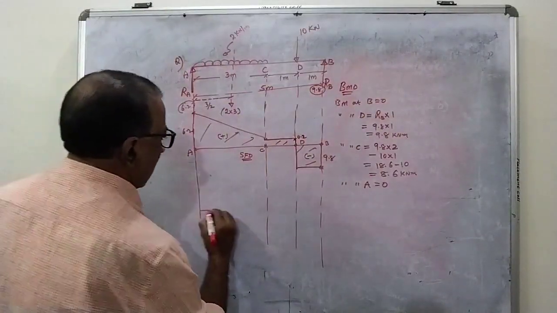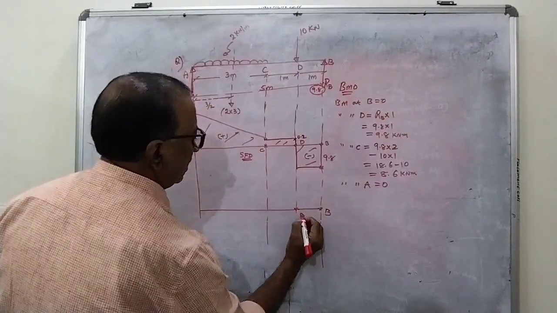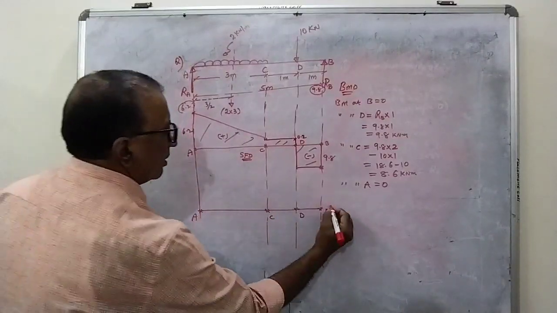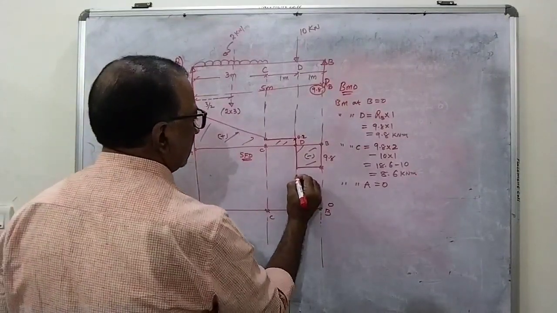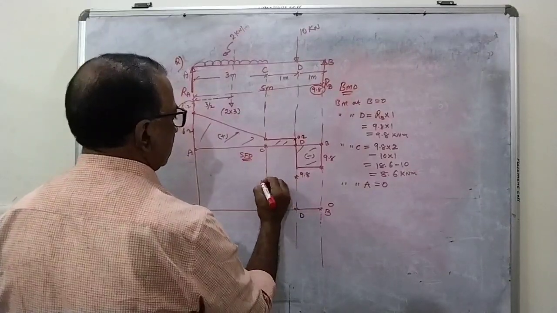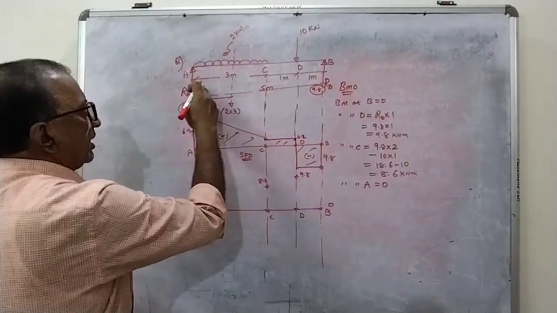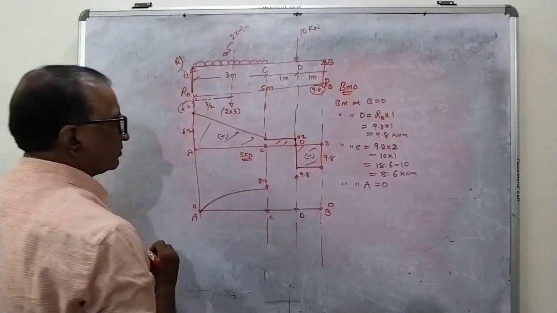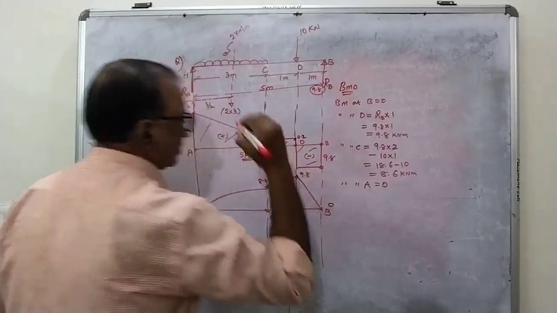So if I draw the diagram, B, this is D, this is C, and this is A. It is 0 at B, 0 at A, and at D, 9.8. At C, it is 8.6. Here it is 0. But in between C and A, there is an UDL. So you will get a curve from here to here, a straight line. And then here it is a straight line.